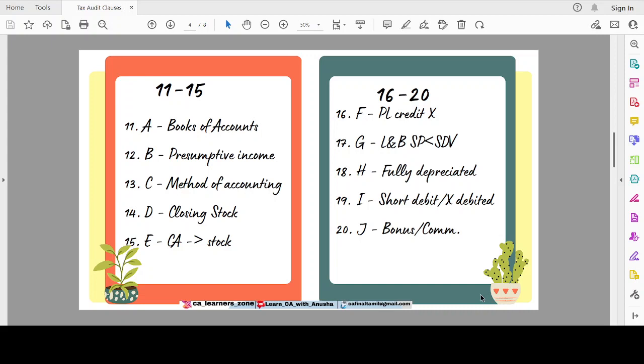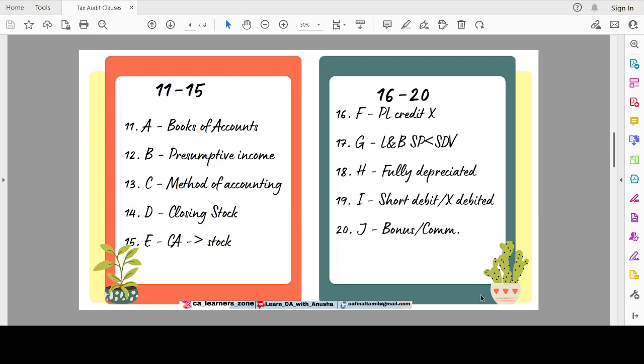A for Apple. I'm going to maintain books of accounts in Apple. And then B, ball. I'm going to presume the size of the ball, so presumptive income. C, I'm doubting the type of the cat, so method of accounting. D, last bone of the dog, closing stock. E, elephant's ivory, capital asset converted into stock in trade.